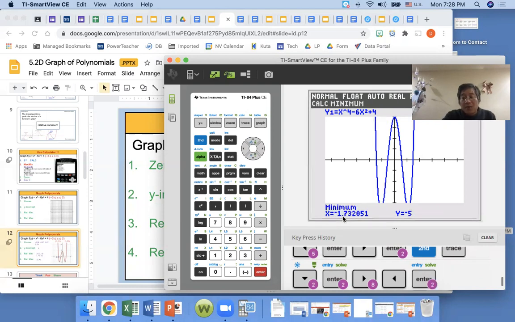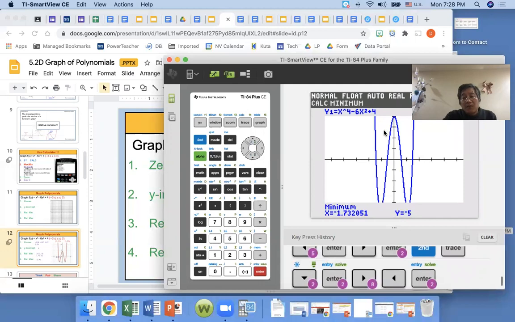Do you see? Minimum is negative 0.173 and the y value is -5. This coordinate you should write down when you draw the graph, right? And then if you do the same thing for this point, you'll get positive 1.73 and -5. For the relative maximum, let's try together.